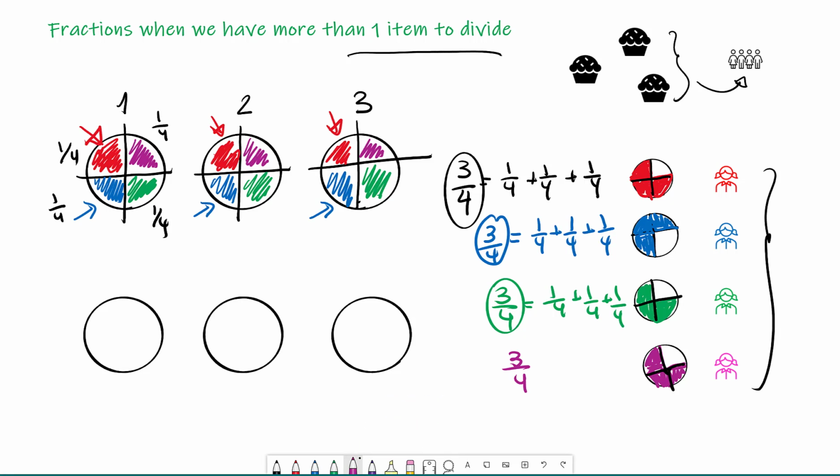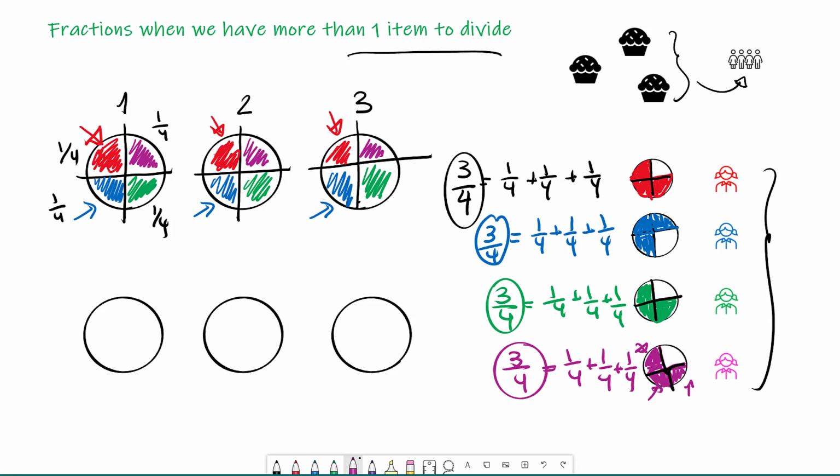Why do I say 3/4 of a pizza? Because that's exactly what it looks like. It looks like we've taken one pizza, divided it into 4, and given them 3 of these fourths in the pizza. So it doesn't really matter that we took them from 3 different pizzas. In the end, what they have is 3/4 of one pizza.